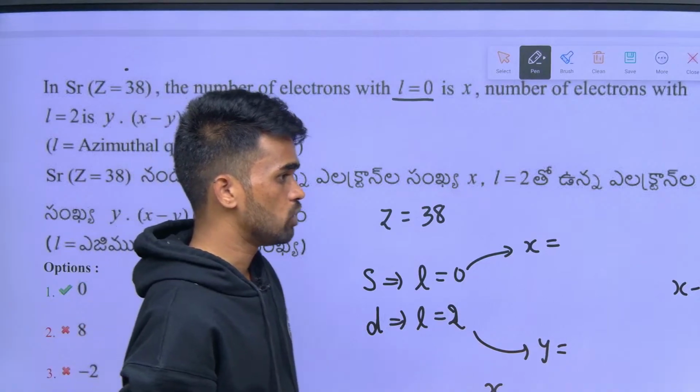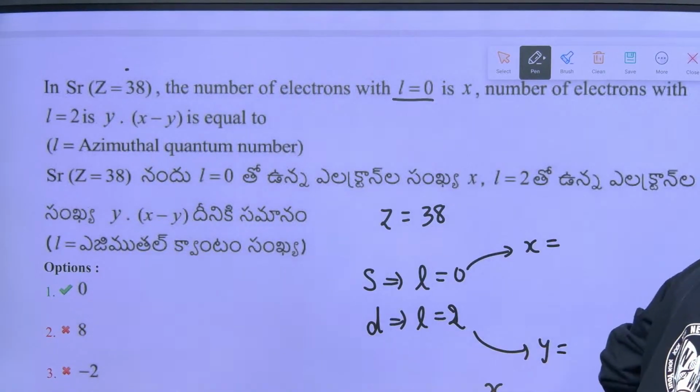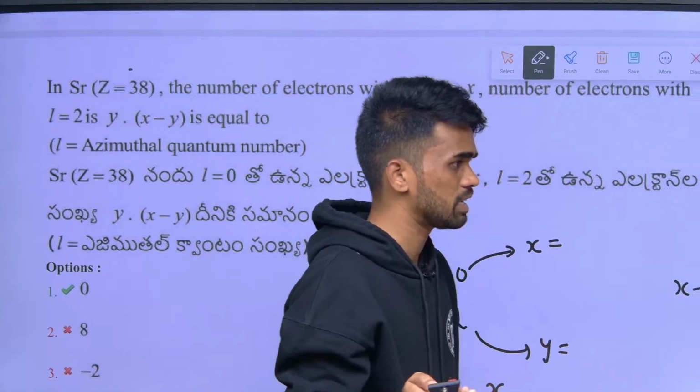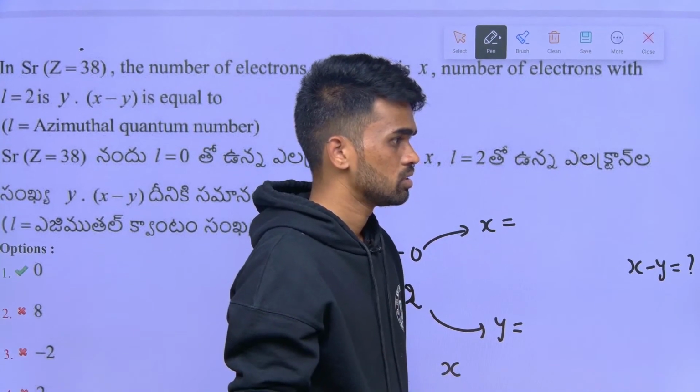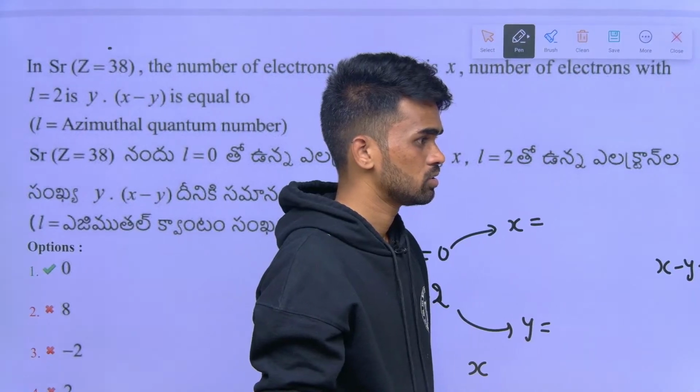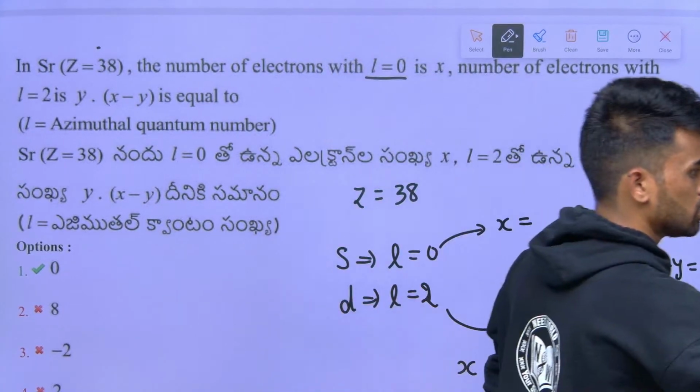Just give me some time. I just want to adjust the screen first. Okay, somehow it is better.